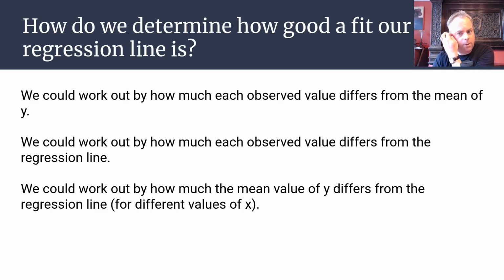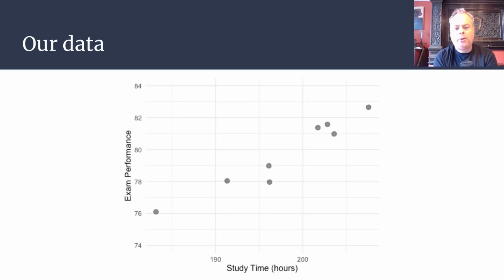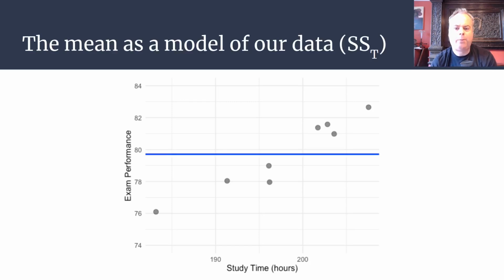So how do we determine how good a fit our regression line actually is? We could work out by how much each observed value differs from the mean of y. We could work out by how much each observed value differs from the regression line. And we could also work out by how much the mean value of y differs from the regression line for different values of x. Let's look at that visually, it'll be clearer, hopefully. So here's our data again. We've got our 8 participants, each measured in terms of time spent studying and exam performance.